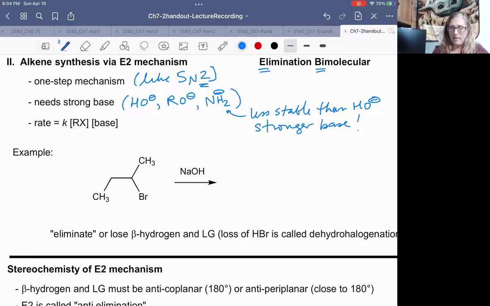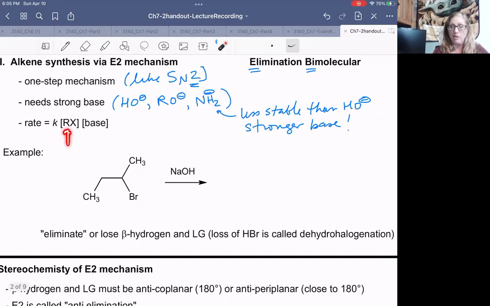Okay, and what we have in common for our bimolecular reactions is that our base is going to be reacting with our alkyl halide in that single step, and so that's what makes it a bimolecular reaction. The rate is dependent both on the concentration of the alkyl halide and the concentration of base that's used. Okay, so what does it mean to be a base? A base is something that attacks a proton. Remember, acids donate protons, bases accept protons. So bases deprotonate other compounds.